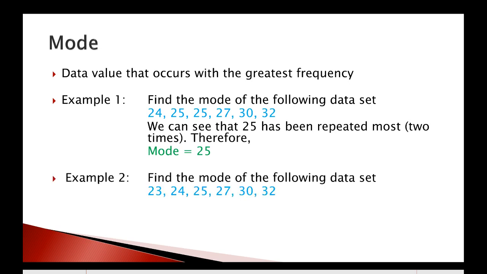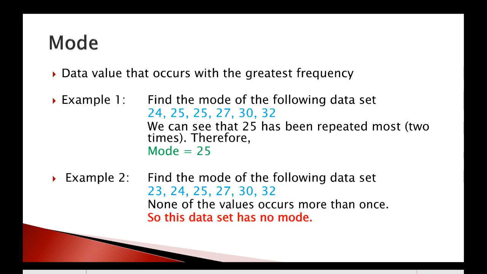Example 2. You have your data set as 23, 24, 25, 27, 30, and 32. What we can see here is that none of the numbers has occurred more than once. So in this case, we cannot find a mode for this data set.